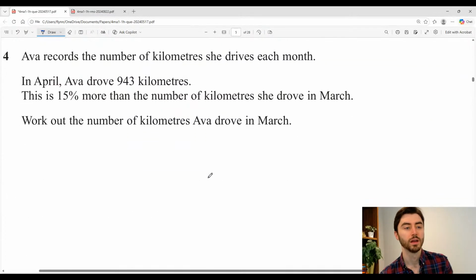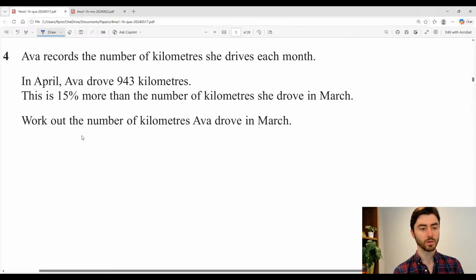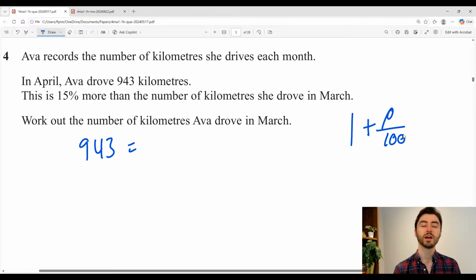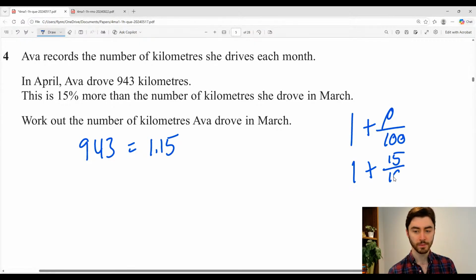Okay, so question 4. Ava records the number of kilometers she drives each month. In April, she drove 943, which is 15% more than she drove in March. So 943, 15% more. You have to remember there's this kind of scale multiplier. 1 plus p over 100. This comes up in compound interest, but it also comes up in percentage change. So that here would mean 1.15, because it's 1 plus 15 over 100 is the multiplier.